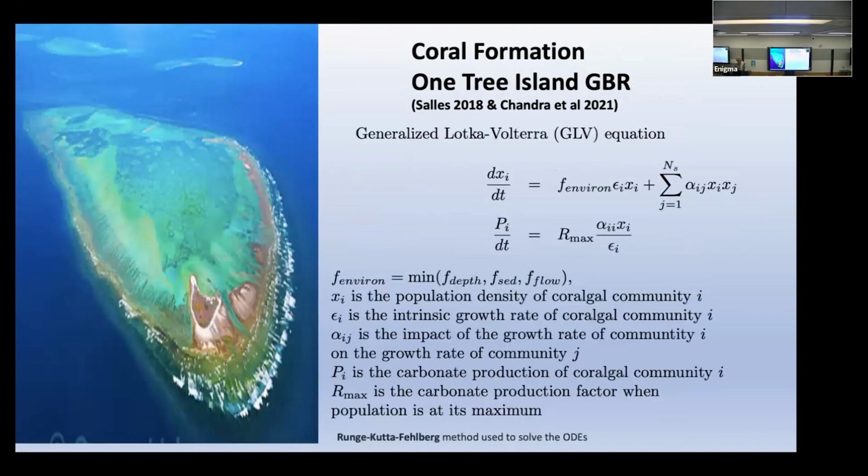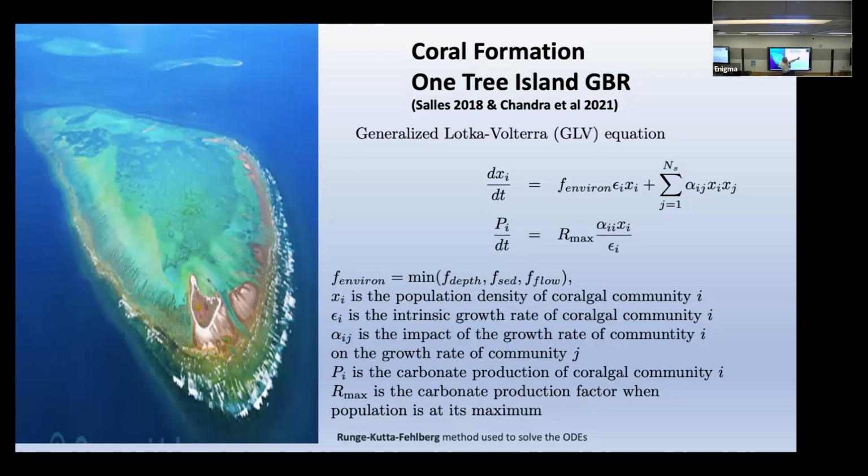Let me walk now to the Great Barrier Reef. This is One Tree Island, and this is the whole reef that is surrounding it. And what this says is that the coral reef, or the growth of coral, is an ODE. It's a form of a generalized Lotka-Volterra equation. This is fairly standard. So the rate of change, I'll talk a little bit about this environmental factor here, because this is of particular interest to the researchers working here.